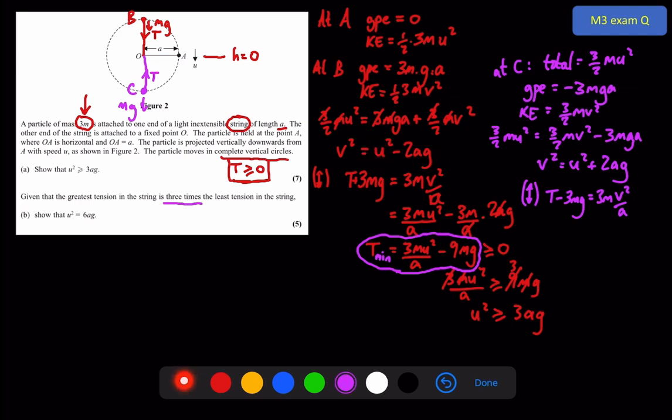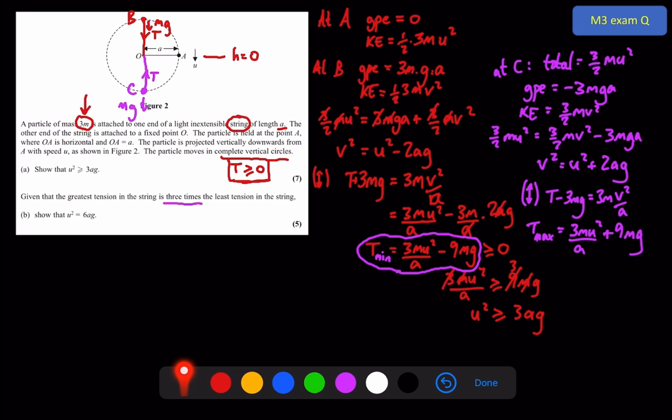So this is going to give us a T max, the maximum tension. And again, it's going to be very similar. We're going to have a 3mu squared still, but this will be a positive. And then when I move this over the other side, that will be a positive as well. So this will be plus 9mg. We get 3mu squared over a plus 9mg.